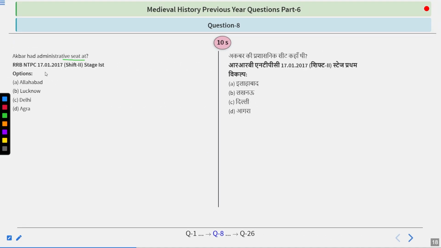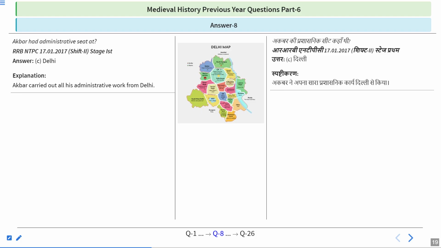Akbar had his administrative seat at, options: Allahabad, Lucknow, Delhi, or Agra. Very good question. Try to figure out this answer. And I guess if you have figured it out, the answer is Delhi.